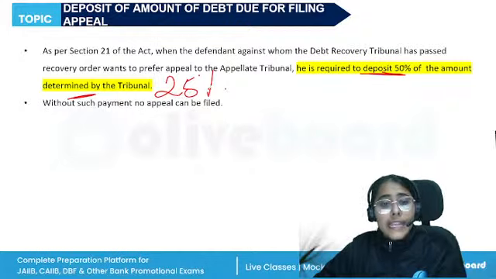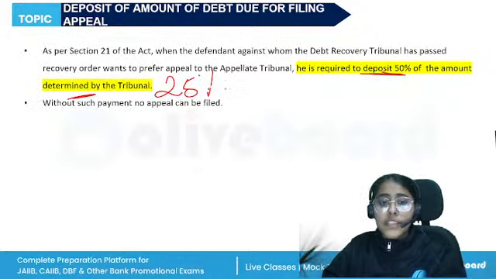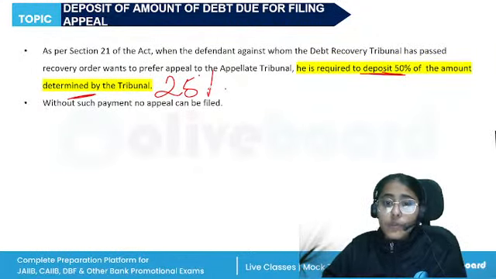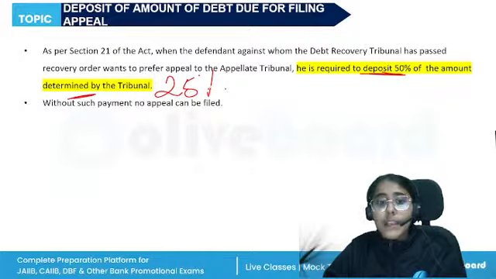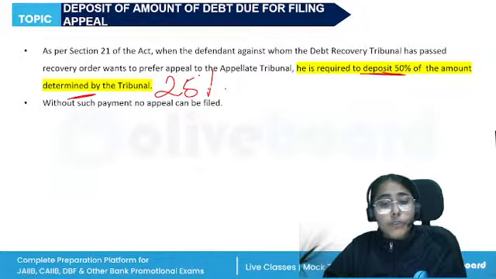Okay. Next, we have the procedure and the powers of the tribunal as well as the appellate tribunal. So, the tribunal and the appellate tribunal are not bound by the procedure which is laid down by the Civil Procedure Code. It is guided by the principles of natural justice, subject to the provisions of the Act and the rules, and they have the powers to regulate their own procedure.